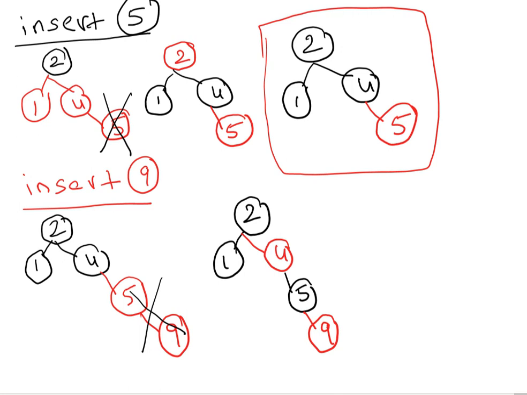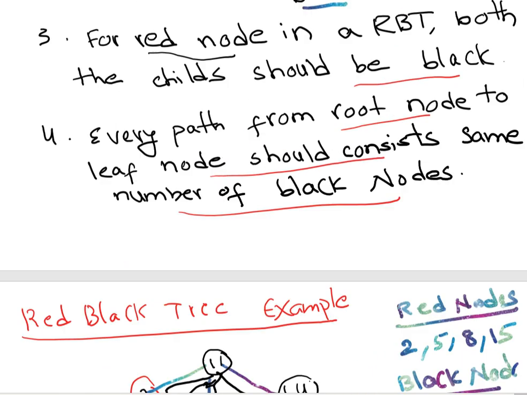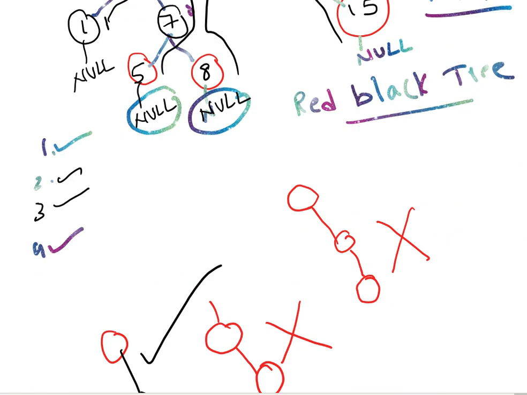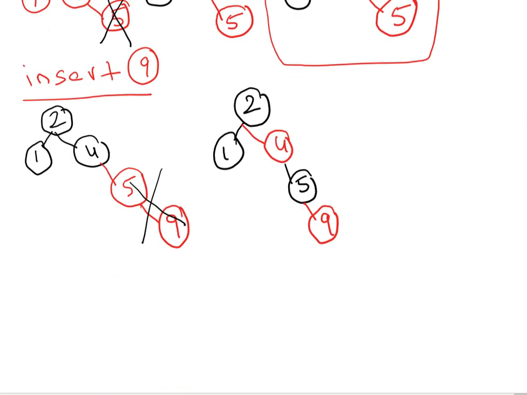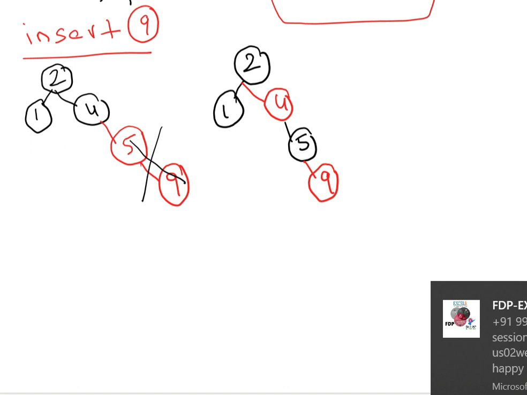But sir, the two children should be the same color, either red or black? No. The rule is, for a red color node, both the children should be black. If you want to add any child here, for the red node 4, the child should be black. For a red node in a red black tree, both the children should be black. But here we have only one child. If you try to insert one more child to the 4th node, then it should be black. It's a rule. Okay, I go to the other case now.